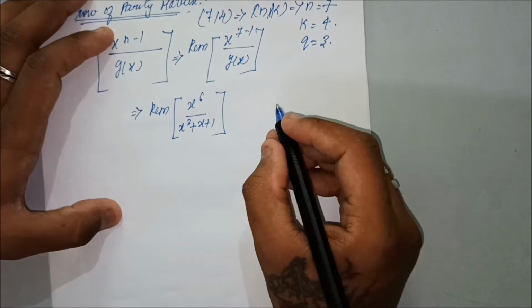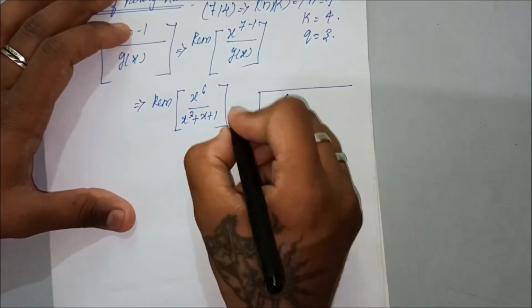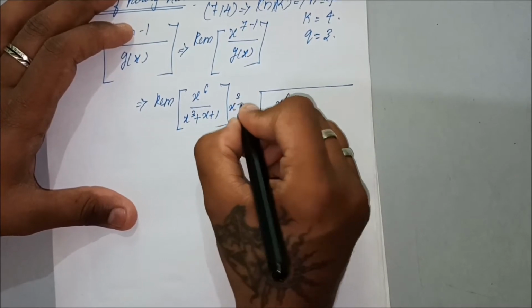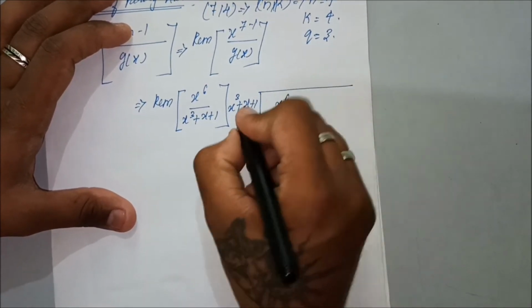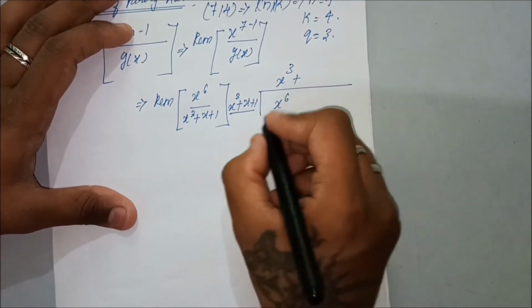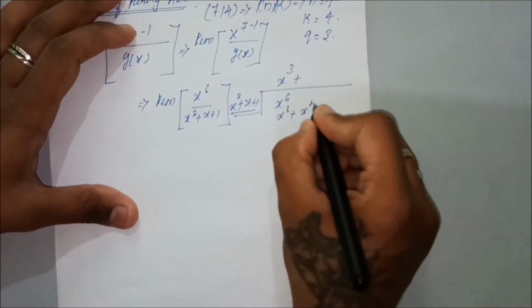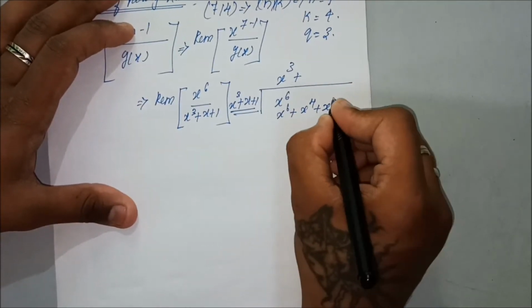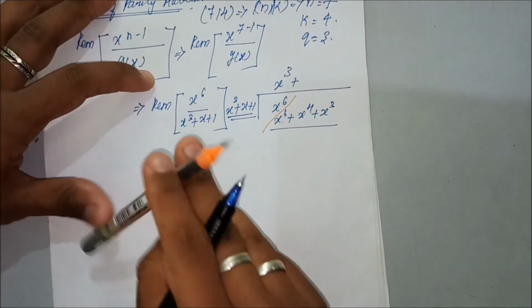Okay, so if I use the long division method for this, what will come inside? Inside it will be x^6 and outside it is x^3 + x + 1. I want to get the value x^6, so I want to multiply this equation by x^3. If I multiply it by x^3, I will get x^6 + x^4 + x^3. In this case, x^6 and x^6 will get cancelled.